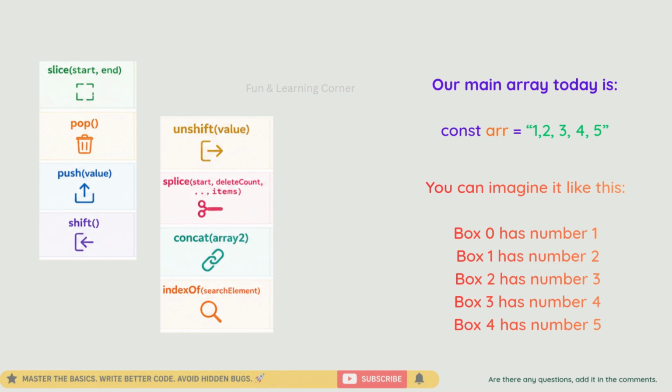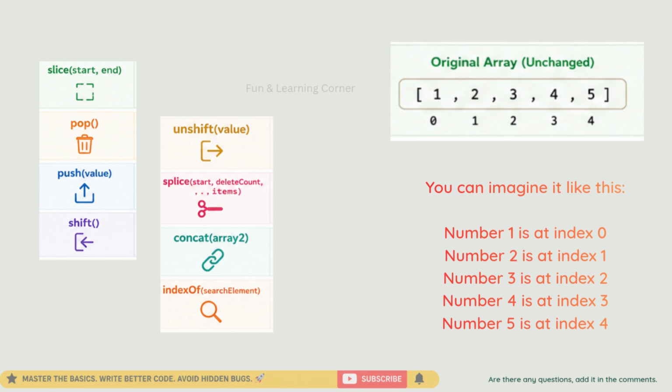Very important. JavaScript starts counting from 0, not 1. That means number 1 is at index 0. Number 2 is at index 1. Number 3 is at index 2. Number 4 is at index 3. Number 5 is at index 4. Now, let's learn each method one by one.